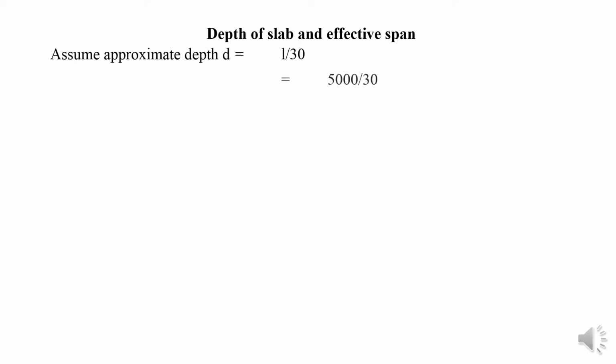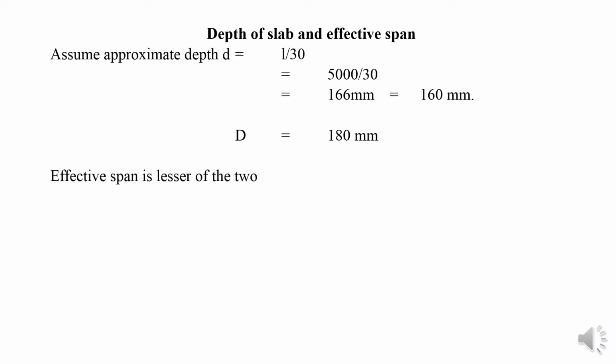So, D is equal to L, where L is the shorter span, 5000 divided by 30. We will get a value of 166 mm. So, we have to choose a 160 mm depth of the slab, or thickness of the slab. So, overall depth we have to provide as 180 mm. Then we have to find out the effective span of the slab.